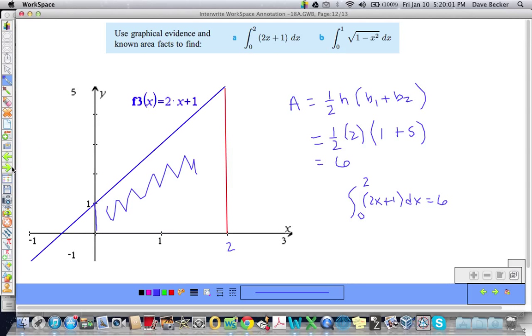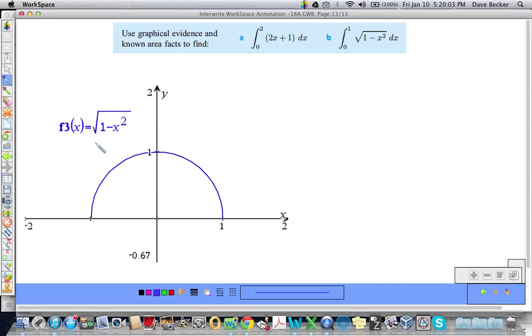One more example. I've graphed f of x equal to the square root of 1 minus x squared. Well, recall that the formula, or a formula, for a circle with center 0, 0 is x squared plus y squared is equal to r squared. Okay, this looks circular to me, and hopefully you recognize this as a half circle. But just to show you real quick, if I solve for y, I get y squared equals r squared minus x squared.